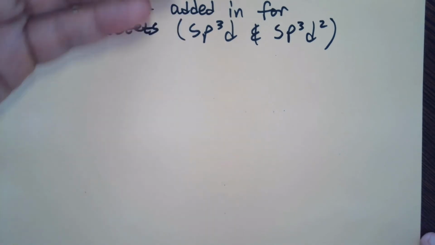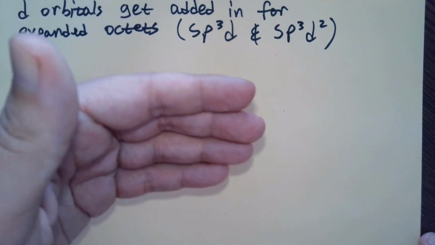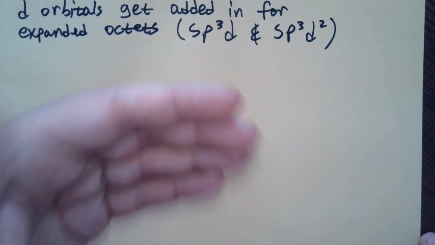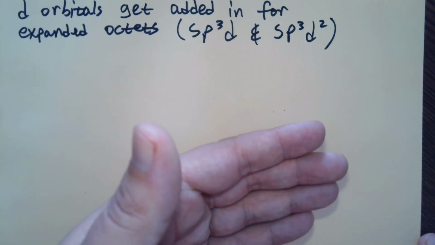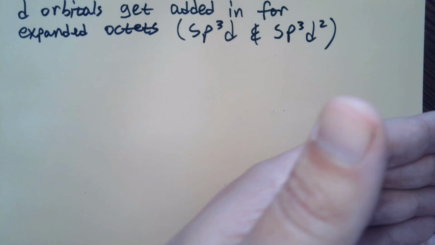We're not going to reach to another energy level. We're not going to have the 2s orbital mixing with the 3s orbital. No, the 2s will mix with the 2p. The 3s will mix with the 3p, but it can also mix with the 3d.